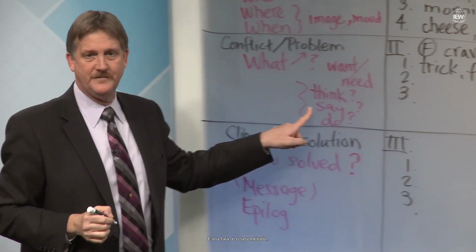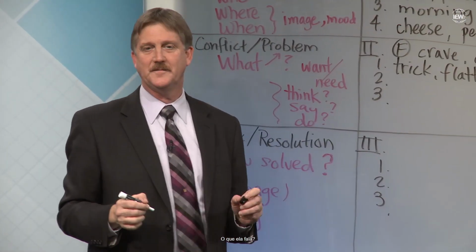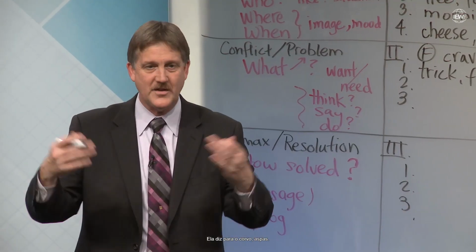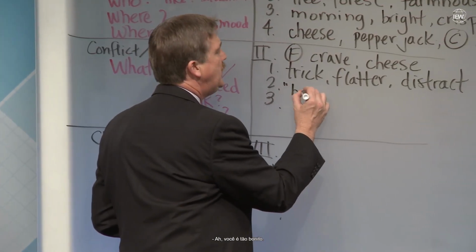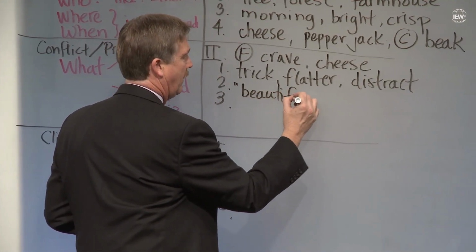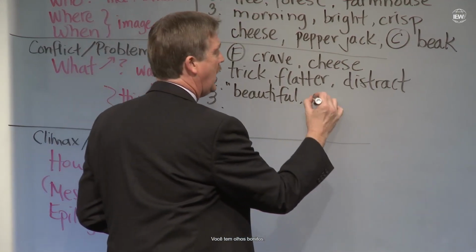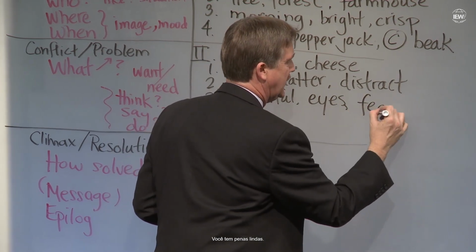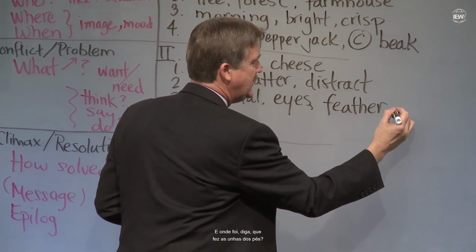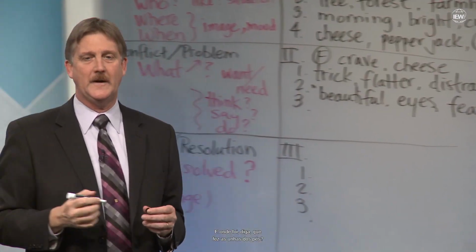So he talks. That's his method. What does he say? He says to the crow, quote, "Oh, you are so beautiful. You have beautiful eyes. You have lovely feathers. And where, pray tell, did you get that stunning pedicure?"